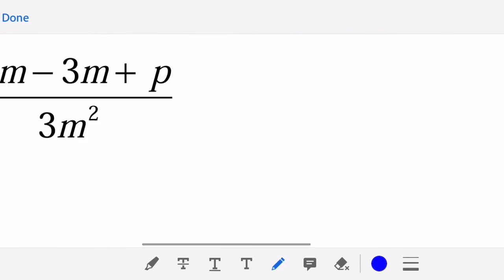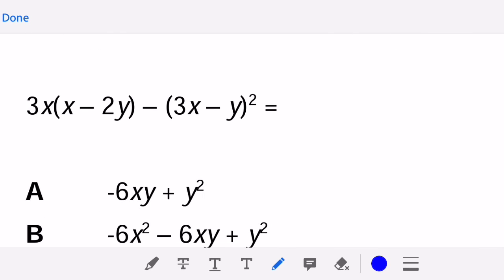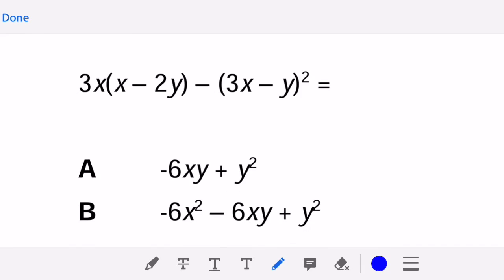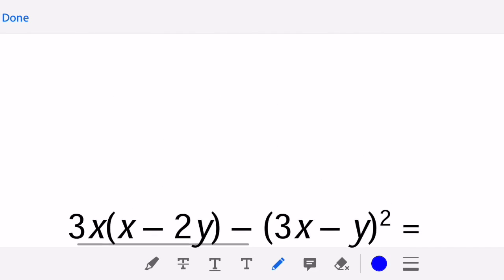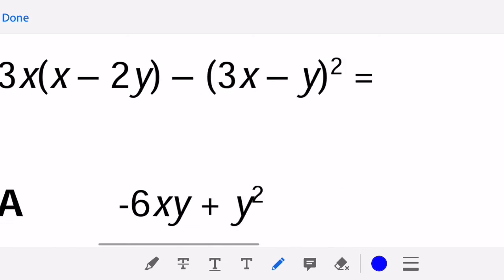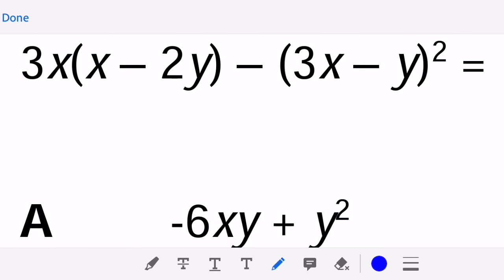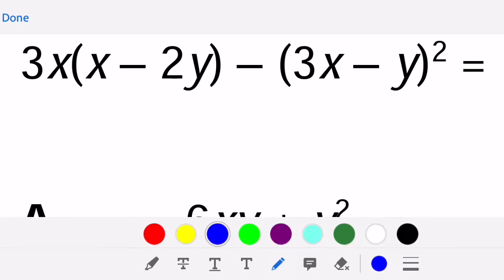Okay, it's very important for the basics of the SPM. This is another one that you must score full marks. I want to teach you how to do. For those of you who don't know how to do, pay attention. You cannot miss marks for a question that's so easy like this.